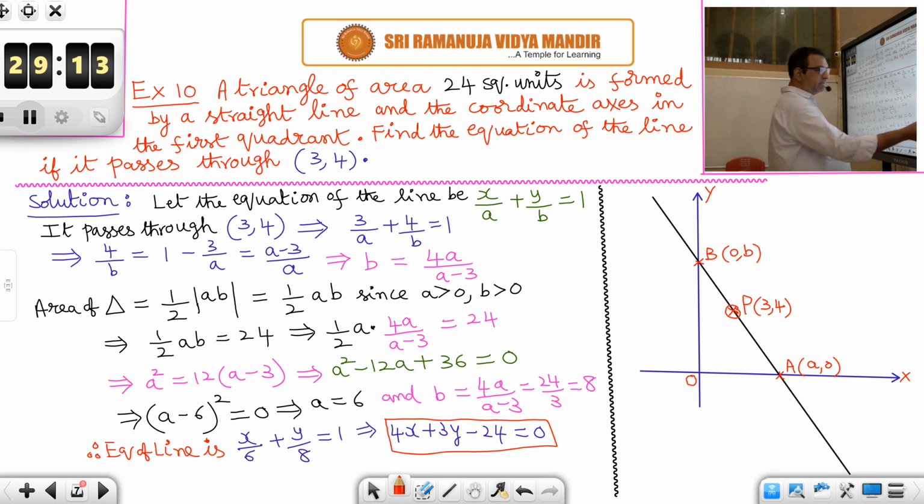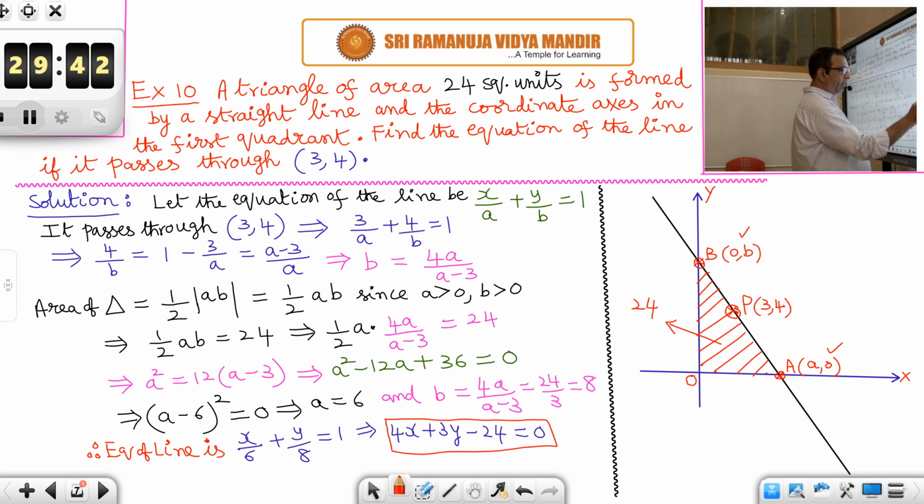Suppose it is intersecting the x-axis at A and the y-axis at B. Let capital A be (a, 0) and let capital B be (0, b). Now we have to find the equation of this line passing through the point (3, 4), if the area of the triangle OAB, where O is the origin, is 24 square units.